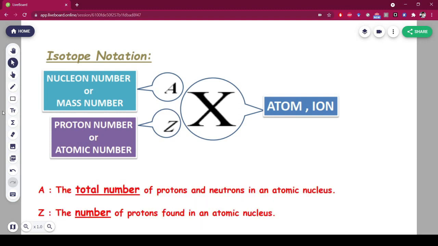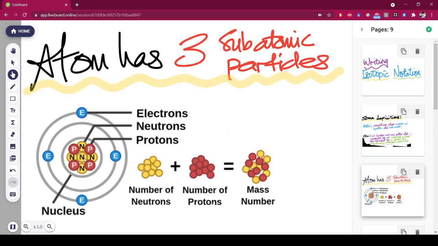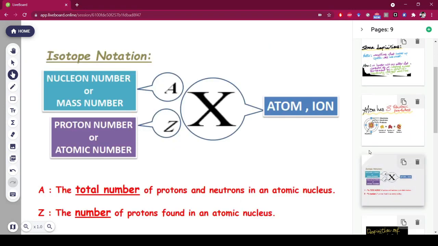If you look at this explanation, A is the total number of protons and neutrons in the atomic nucleus, just like what I showed you in the diagram. You have your protons and neutrons inside your nucleus, and you add those together to get your mass number. Going back to here, Z is the number of protons found in the nucleus.